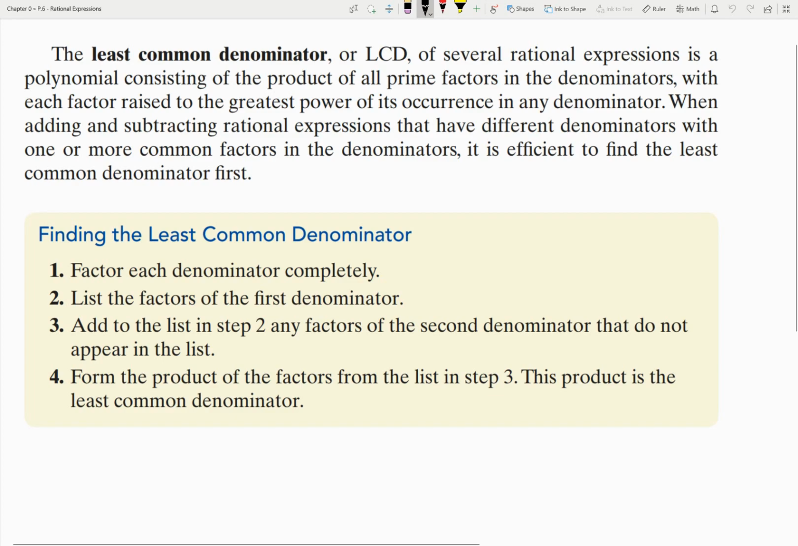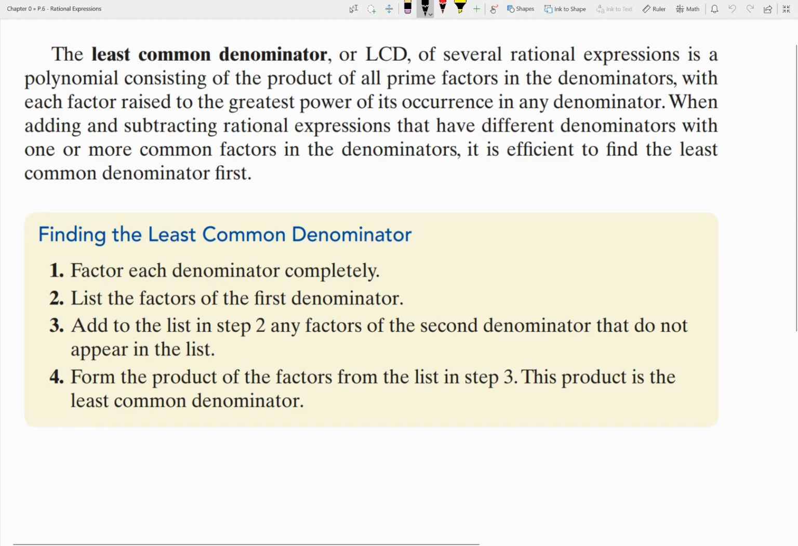What happens when the denominator does have a common factor? That's when we have to find the least common denominator of several rational expressions. Basically, it's a polynomial consisting of the product of all the prime factors in the denominator, each raised to the greatest power of its occurrence in any denominator. So when adding or subtracting rational expressions that have different denominators with one or more common factors, you want to find the least common denominator.